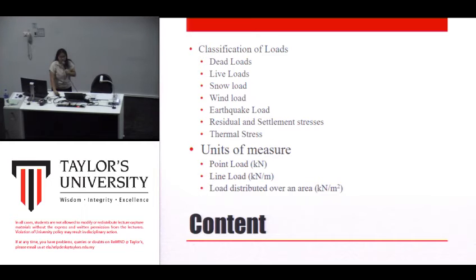So we have dead load, live load, snow load, wind load, earthquake load, residual and settlement stresses, thermal stress. All these I suppose you have learned before, right? So next we are going to learn unit of measure and equilibrium as well.